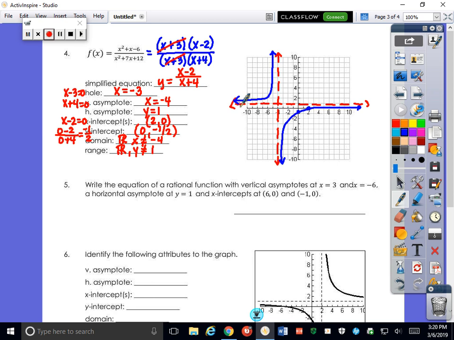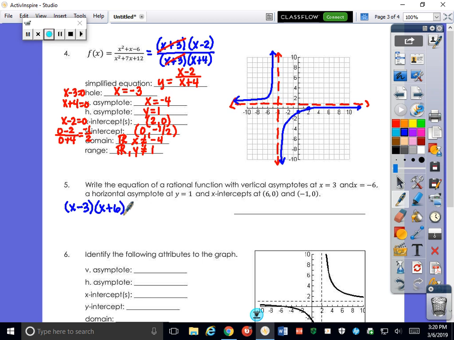Okay, number 5. You're going to work backwards on number 5. It asks you to write an equation of a rational function with vertical asymptotes at x equals 3 and x equals -6, a horizontal asymptote at y equals 1, and x-intercepts at 6, 0, and -1, 0. So we're going to work backwards. If the vertical asymptotes are 3 and -6, then my two binomials were x minus 3, in order to have a +3 as an answer, and x plus 6 in order to have a -6 as an answer.